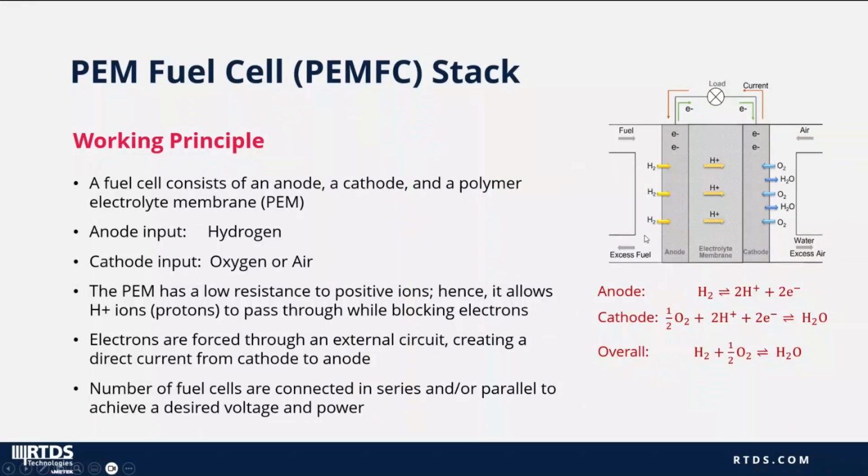A reaction takes place inside the anode, decomposing incoming hydrogen into proton and electron. The electrolyte membrane has a low resistance to positive ions, hence it allows protons to pass through to the cathode side, and it also blocks electrons from crossing. As a result, electrons are passed through an external circuit, creating a direct current from cathode to anode. We can connect a load in between the anode and cathode to get the power to the load.